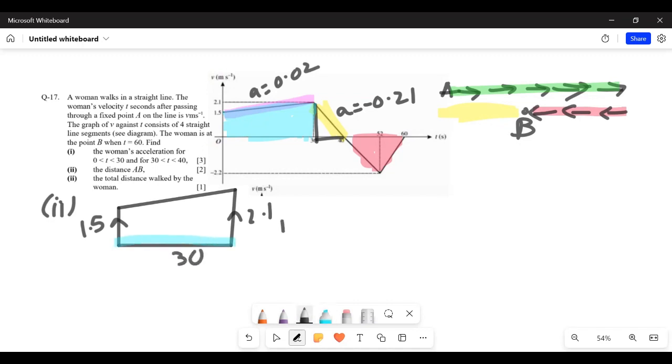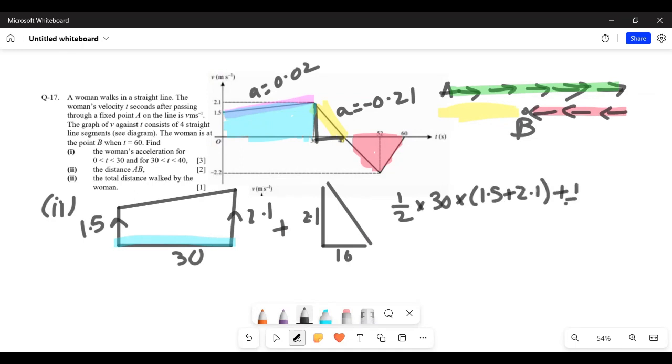So find this area, and then add the area of the triangle to it, which is half times base, which is 10, and height, which is 2.1. So add these two areas: half times height of the trapezium times sum of parallel sides, plus half times base times height. Okay, and then what does this come out to be? It's supposed to be 64.5.